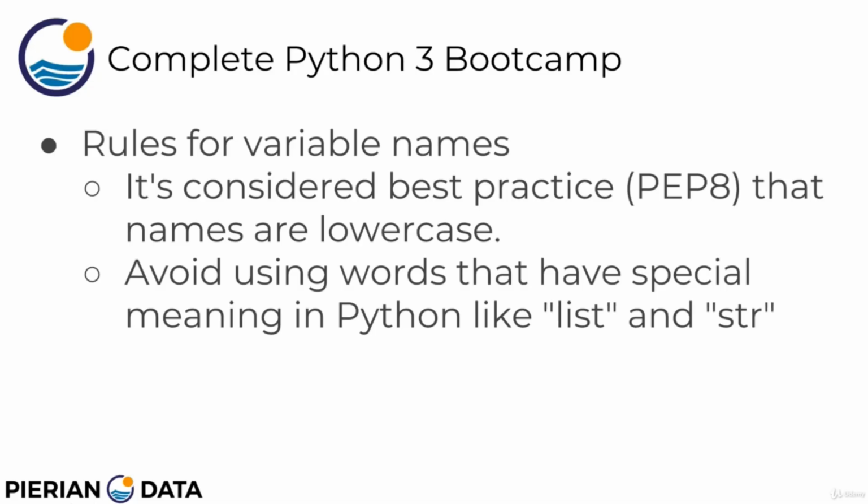A few more rules about variable names. It's generally considered best practice, according to PEP 8, that names are lowercase. Now there are situations when you become a more advanced programmer where you're going to want to have global variable names in all caps that are used throughout your code. But right now, in general, we'll want to keep all our names lowercase. And we'll also want to avoid words that have a special meaning in Python. These are built-in keywords like list or str for string.